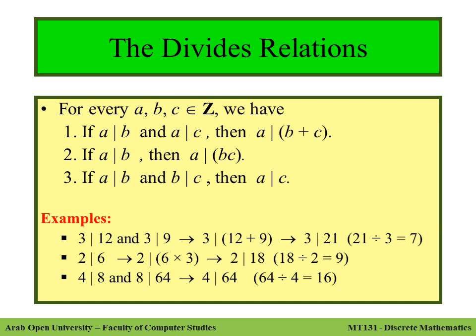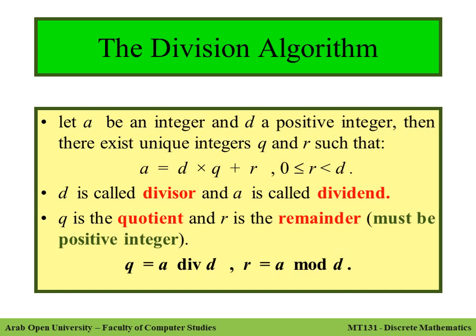The third formula: if a divides b and b divides c, then a divides c. These are 3 numbers. If the first divides the second and the second divides the third, then we conclude that the first divides the third number. If a divides b and b divides c, then a divides c. Here is an example. 4 divides 8 and 8 divides 64. Therefore 4 must divide 64. And is this true? It is, because 64 divided by 4 is equal to 16.